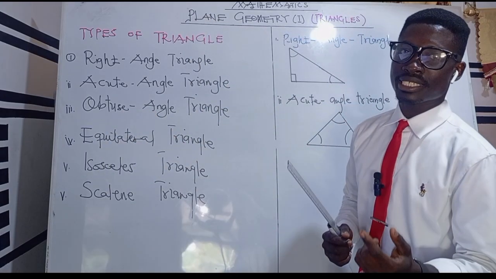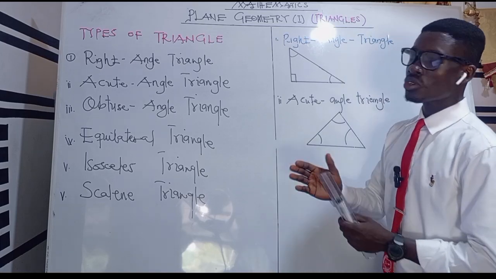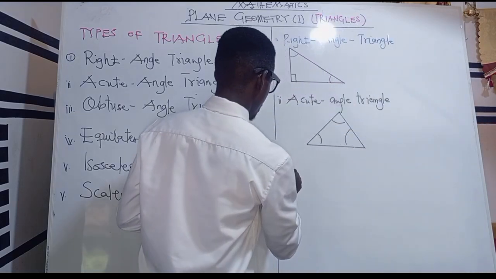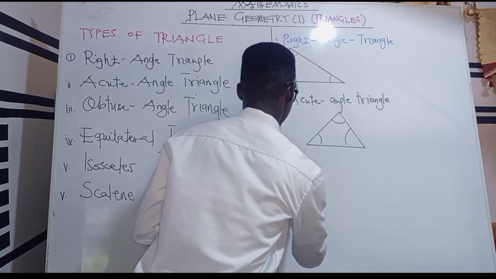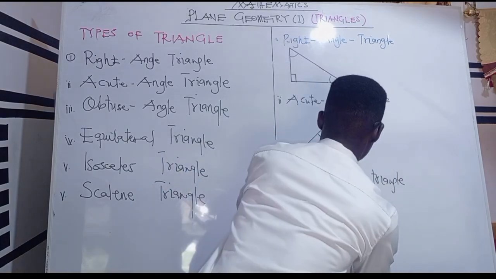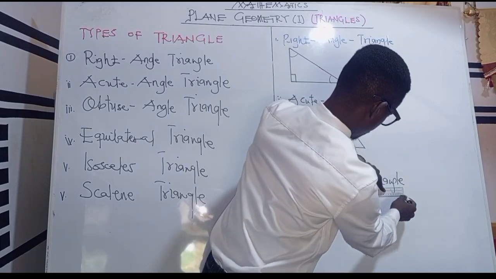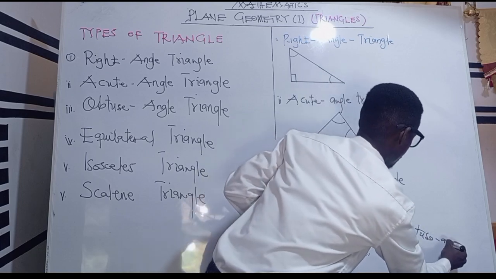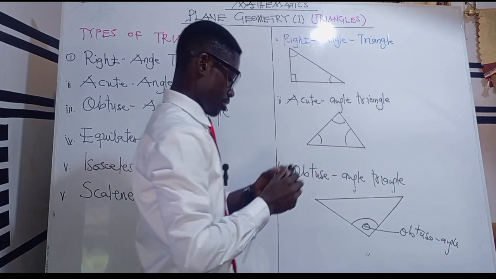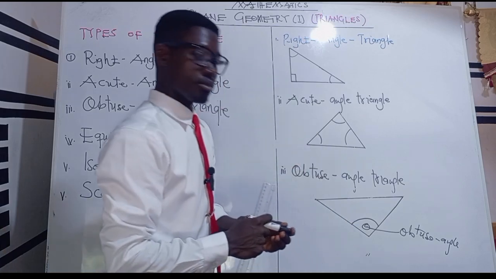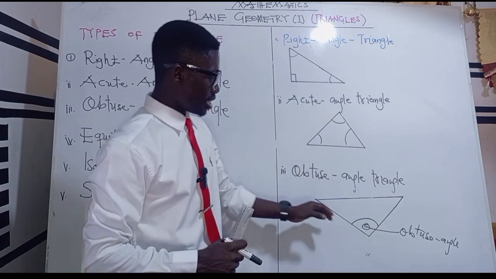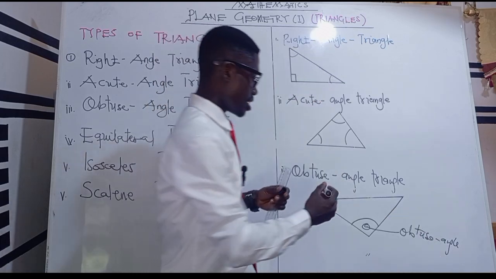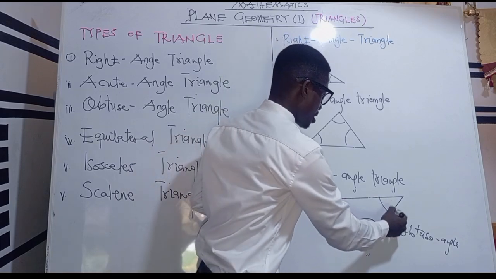Good. The next on the list is the obtuse angle triangle. The obtuse angle triangle is a triangle with one of the angles being an obtuse angle. So we have the obtuse angle. So this is the obtuse angle triangle. It is a triangle with one of its angles being an obtuse angle and the remaining angles being acute angles.